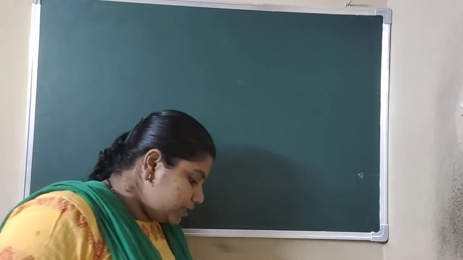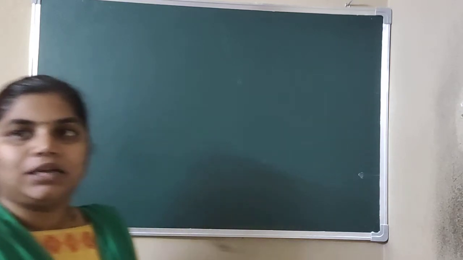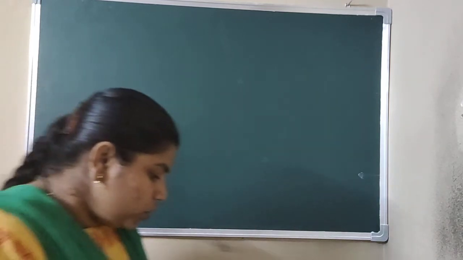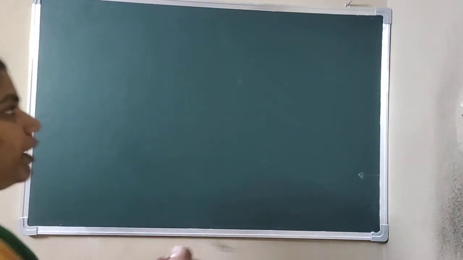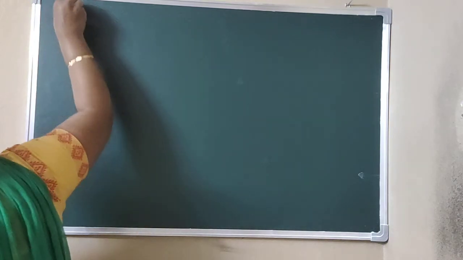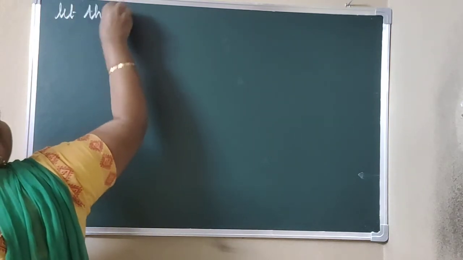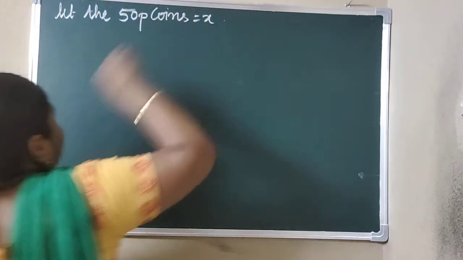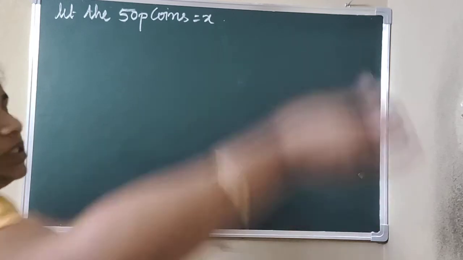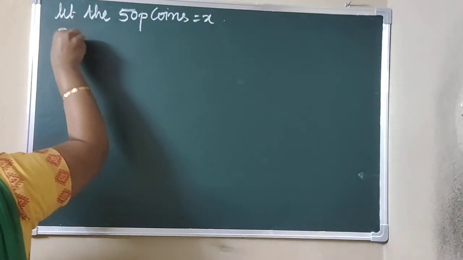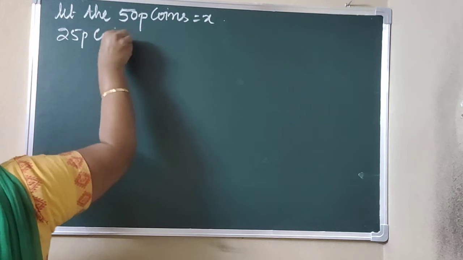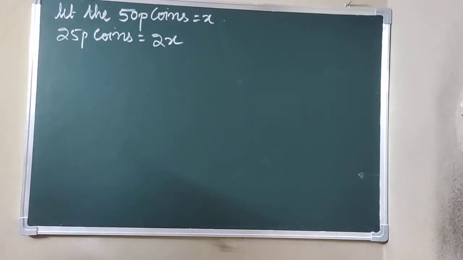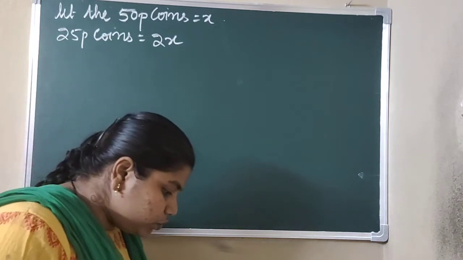So how many 50 paisa coins are there and how many 25 paisa coins are there, we don't know. So let the 50 paisa coins be x, and they said that the 25 paisa coins are twice the 50 paisa coins. So 25 paisa coins are twice of x, which means this will be 2x.